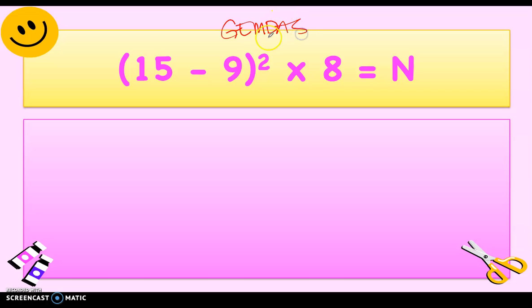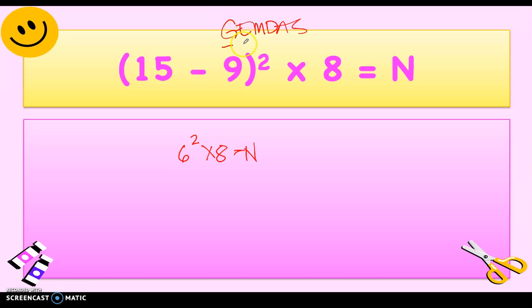Okay. So we first perform the groupings here, which is 15 minus 9. As you can see, 15 minus 9 is inside the parenthesis. We have here 6. Then there's an exponent, you write here, times 8 equals n. Next, we're done with the groupings.